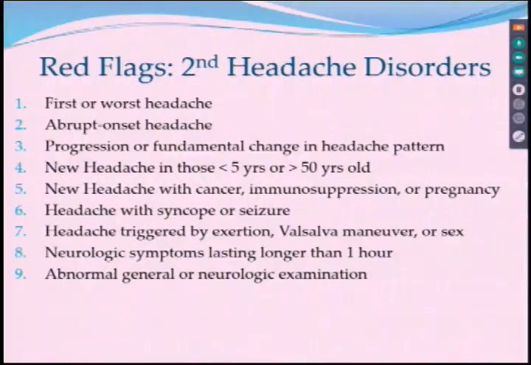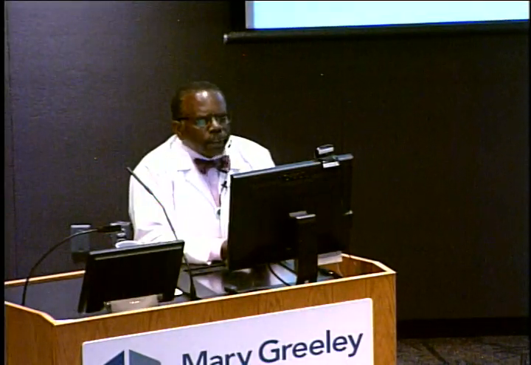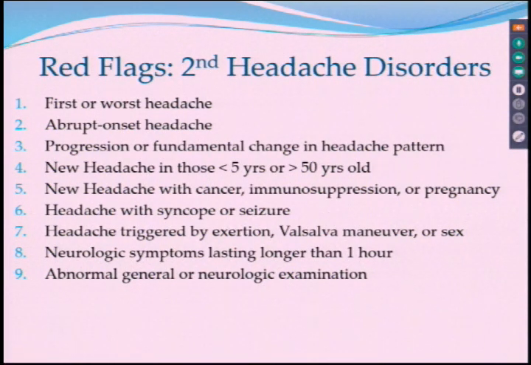An abrupt onset of headache that's different than prior headaches that you've had. Progression or a fundamental change in a headache pattern. So let's say most women have more headaches than men, and those headaches are typically hormonal related. So if you normally get a headache around your menstrual cycle, and now all of a sudden you get a headache way outside of that cycle, and it's different, that's a red flag, and that should be seen. But if it's your basic headache in terms of description and how it changes over time, it's typically probably your basic run-of-the-mill headache. Any new headache in someone less than 5 or over age 50.